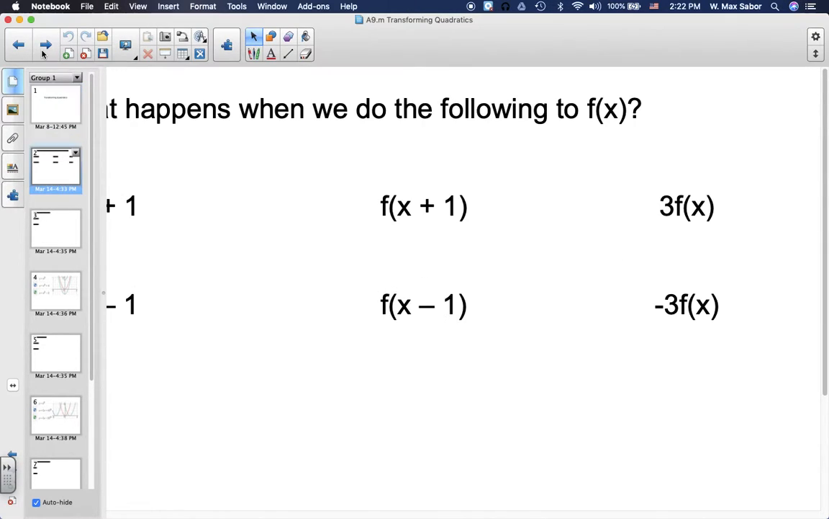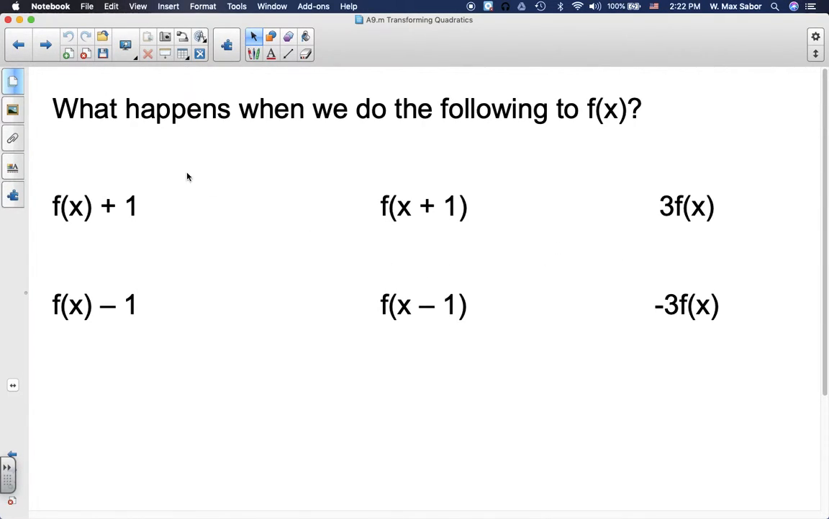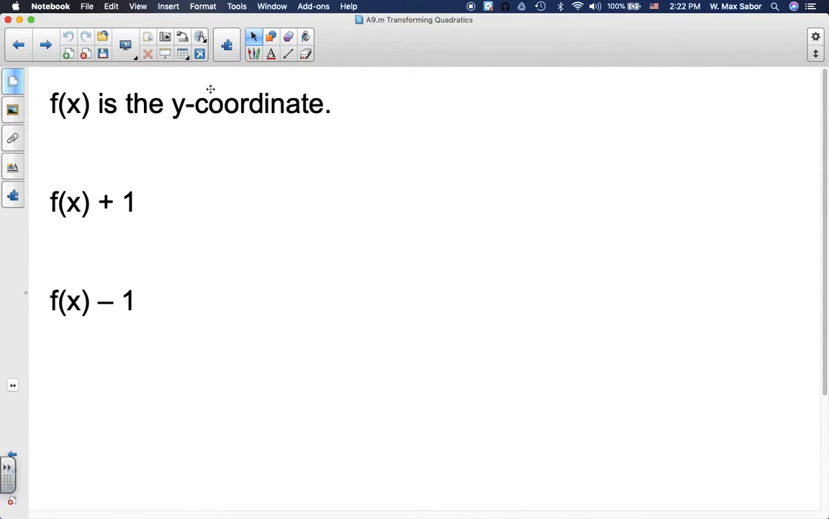Transforming quadratics. So, what happens when we do each of the following to f of x? That's what we're looking at. We take a function, we can move it by adding, subtracting outside the function, adding, subtracting inside the function, or multiplying it. There are other things we can do, but these are the ones we're going to look at for today. So, think of f of x as the y coordinate.